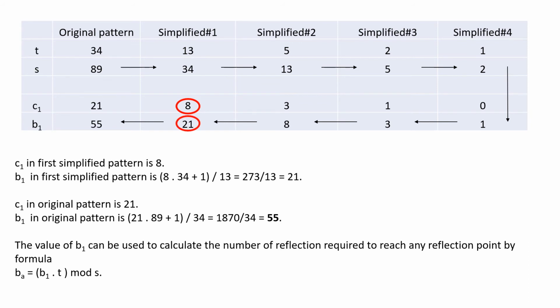C1 in original pattern is 21. B1 in original pattern is 21 times 89 plus 1, divided by 34. It equals 1870 over 34, which equals 55. The value of B1 can be used to calculate the number of reflections required to reach any reflection point by formula BA equals B1 times T, mod S.